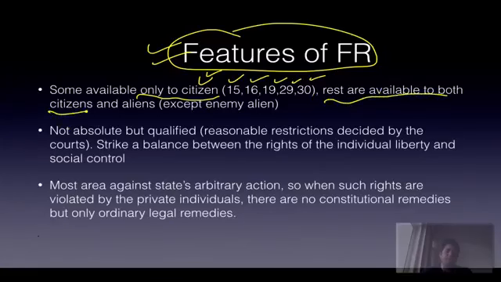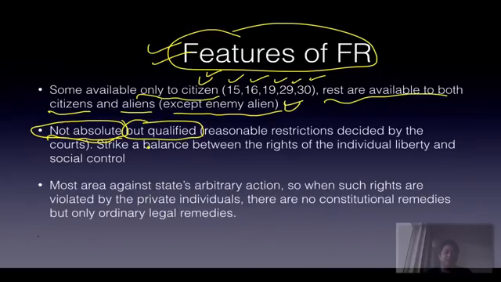Rest are available to both citizens and aliens except enemy alien. What is an enemy alien? Enemy alien is a person who is a citizen of a country with which India is at present at war. Is that understood? So we have to be at war at that particular time to call a citizen of that country an enemy alien. It is not absolute, but it is qualified. What do you mean by it? There will be certain reasonable restrictions, like there is nothing called absolute liberty, there is nothing called absolute right. So reasonable restrictions, which the court decides whether it's reasonable or not, to strike a balance between rights of individual liberty and social control.